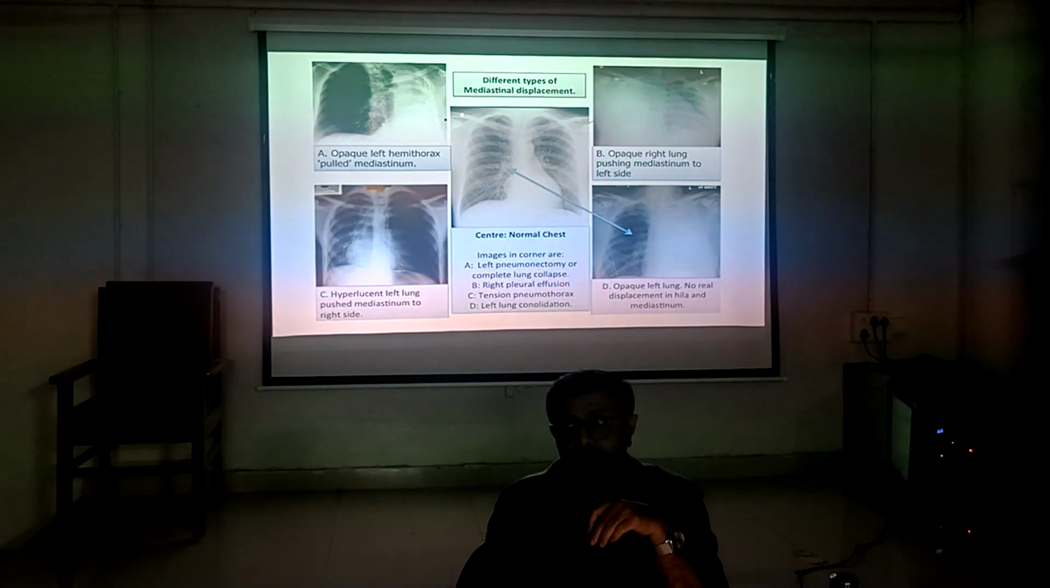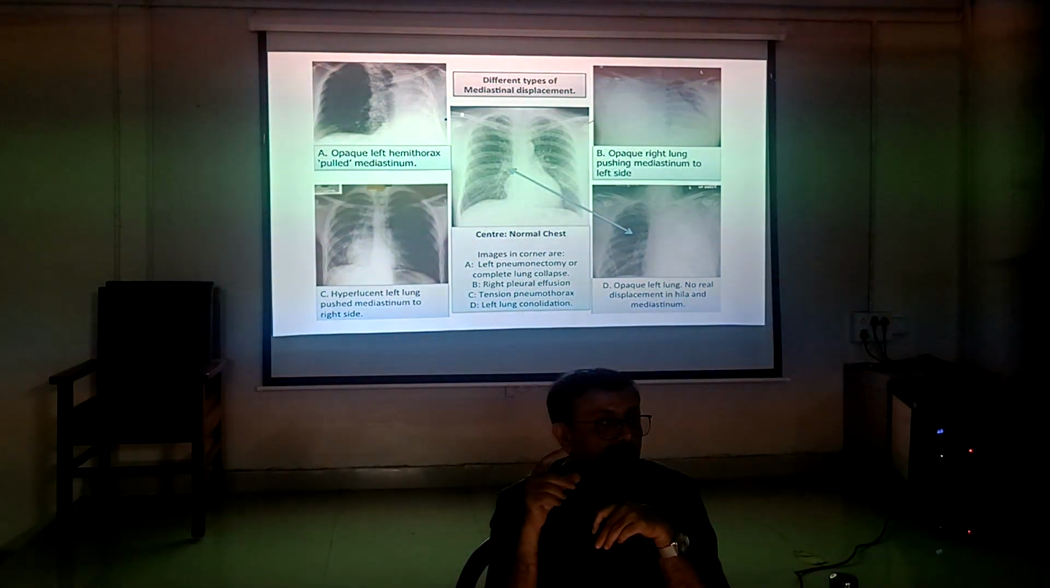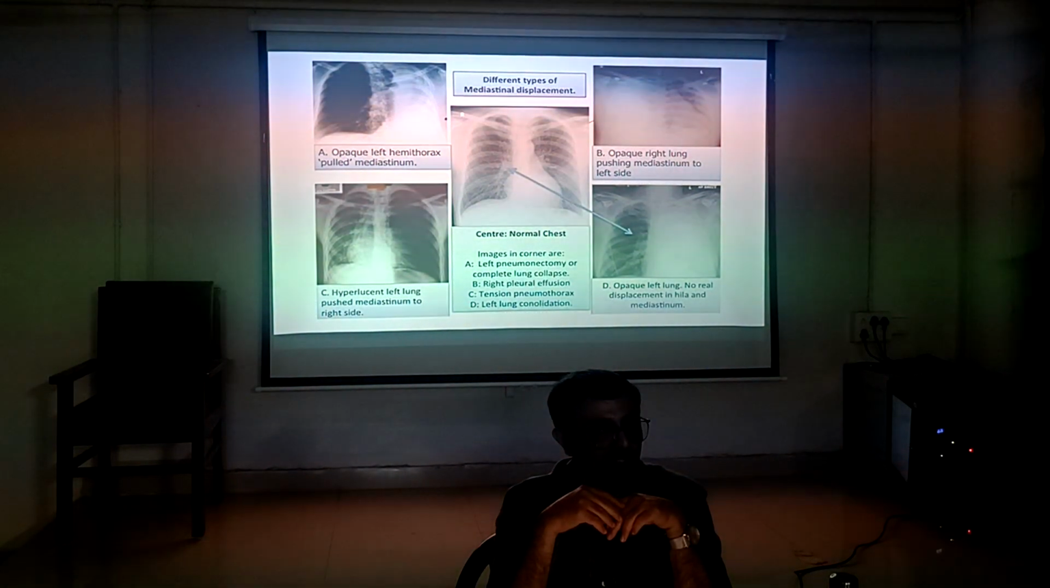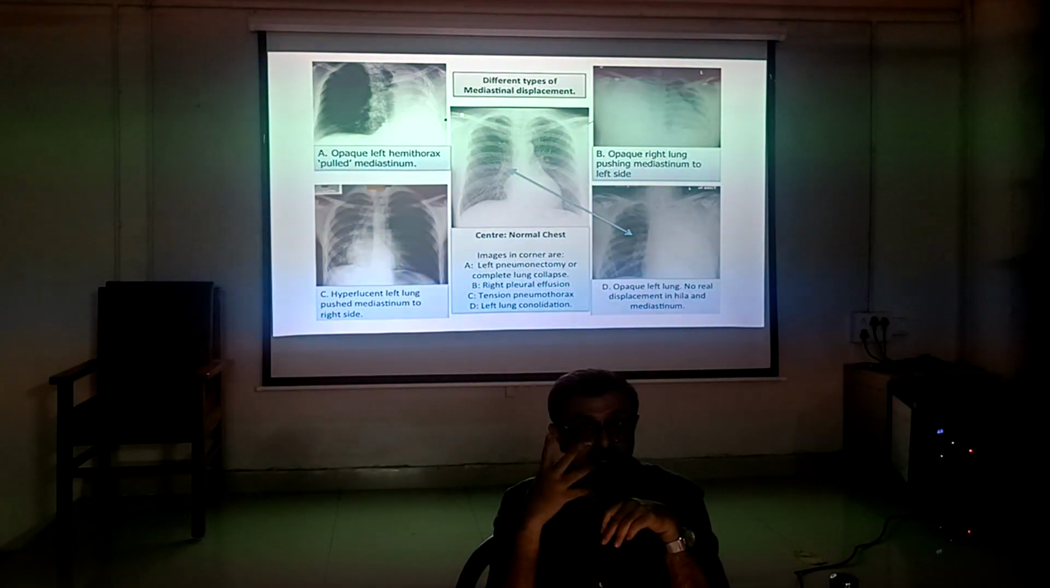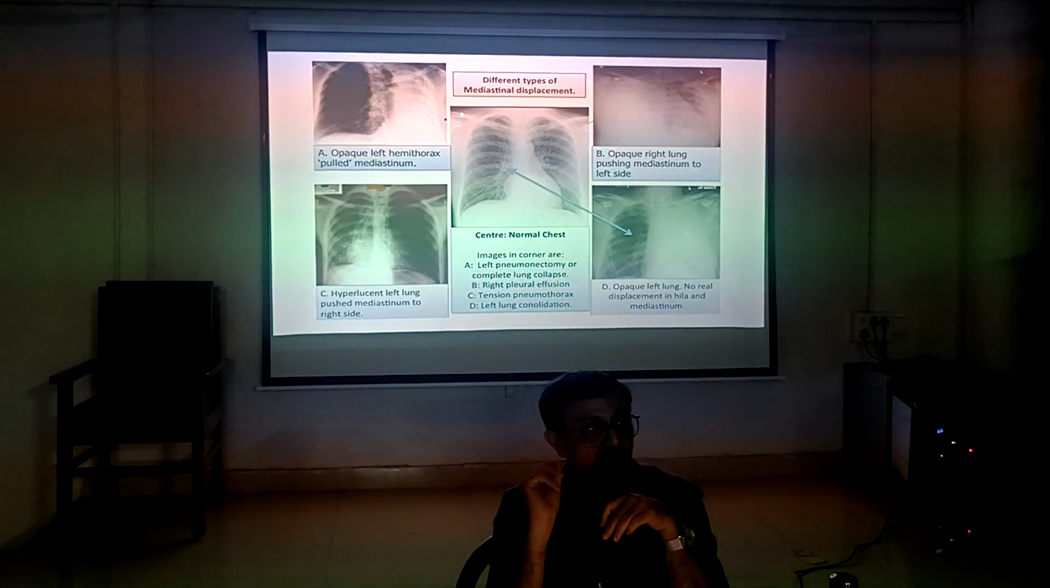Tension pneumothorax ની signs શું છે? Silent chest and prominent extra-respiratory muscles, sternocleidomastoid, working of intercostal muscles. These are the mechanisms of tension pneumothorax.